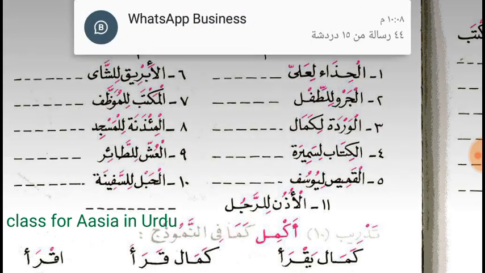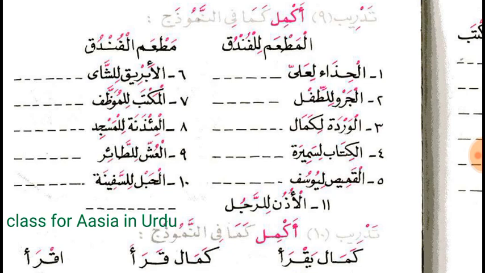Al-mi'dhanatu lil-masjid. Al-mi'dhanatu, minaret. Minar in Urdu. The minaret is for the masjid. Mi'dhanatu al-masjidi. Correct. The minaret of the masjid.